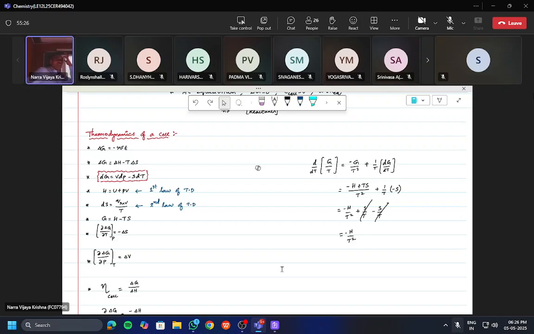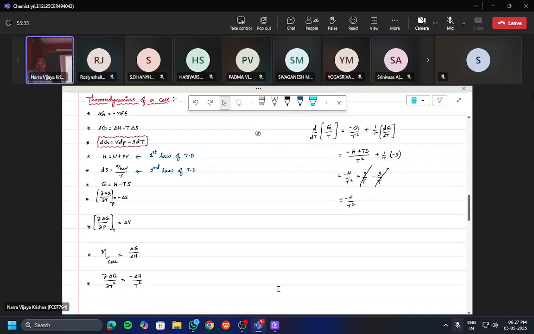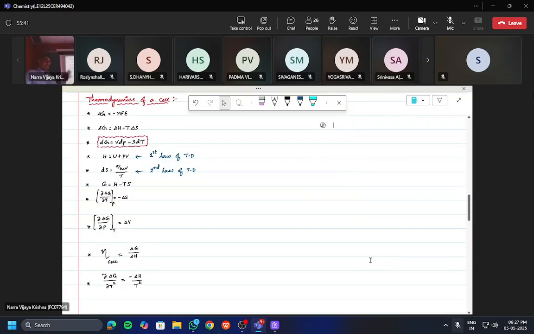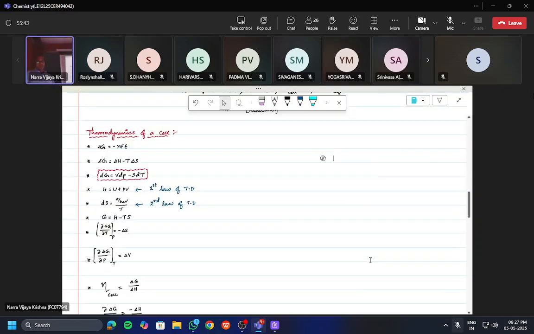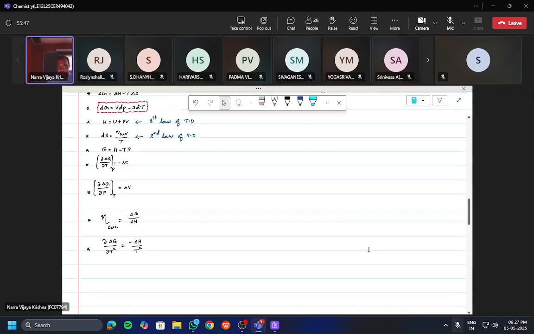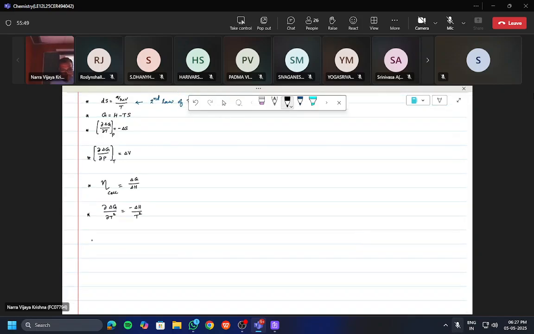In calculus, you have done calculus or not? Maths calculus started or not? There you will learn. Now see, one more equation.